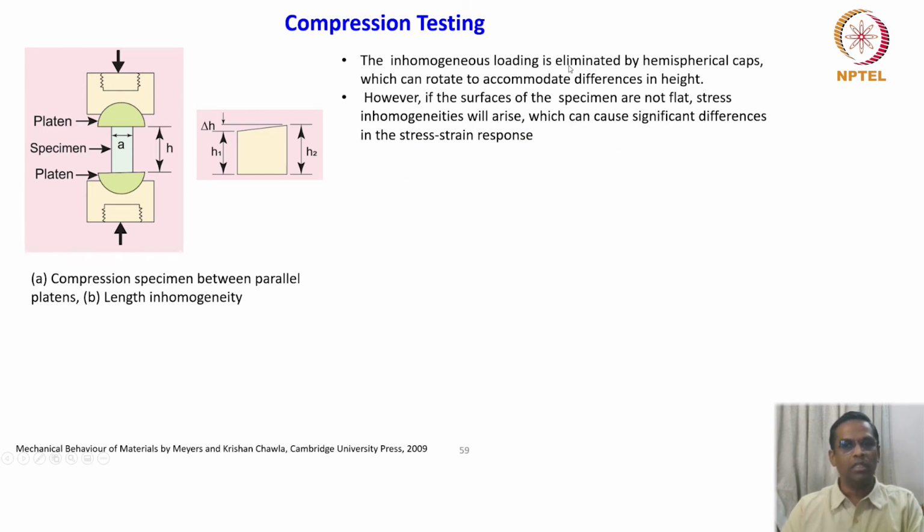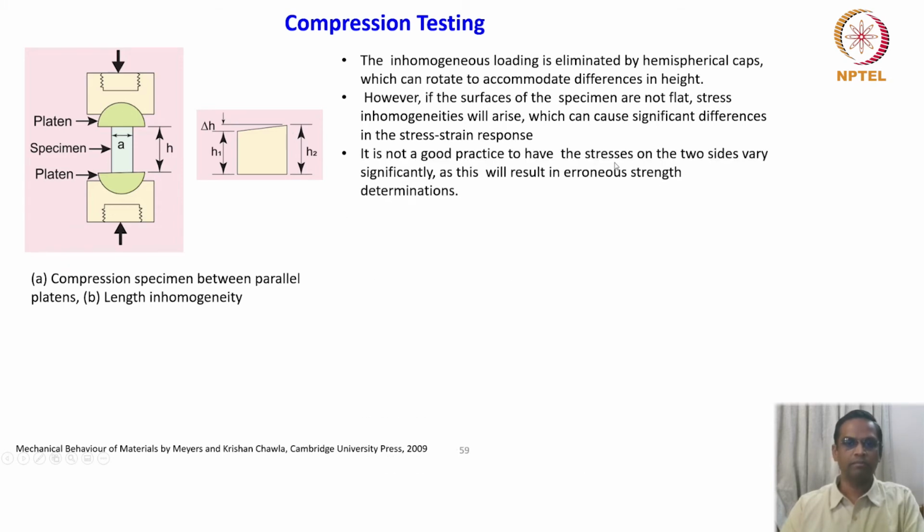The inhomogeneous loading is eliminated by a hemispherical cap. So now we understand, this hemispherical cap takes care of this kind of inhomogeneity, which can rotate to accommodate the difference in height. However, if the surfaces of the specimens are not flat, stress inhomogeneities will arise, which can cause significant differences in the stress strain response. So we have to be very careful about the flatness of the specimen surface before we engage them into compression testing.